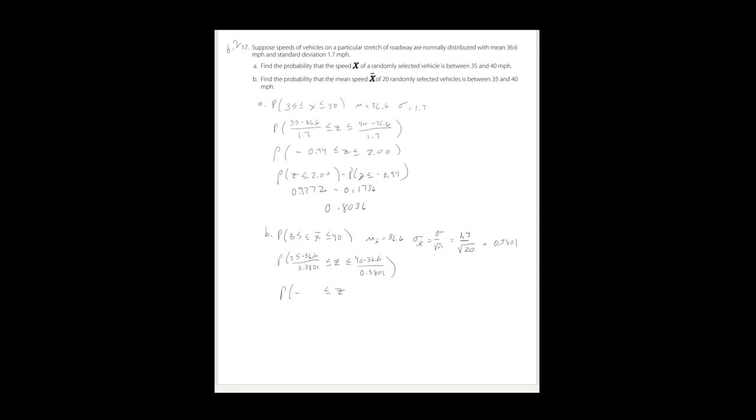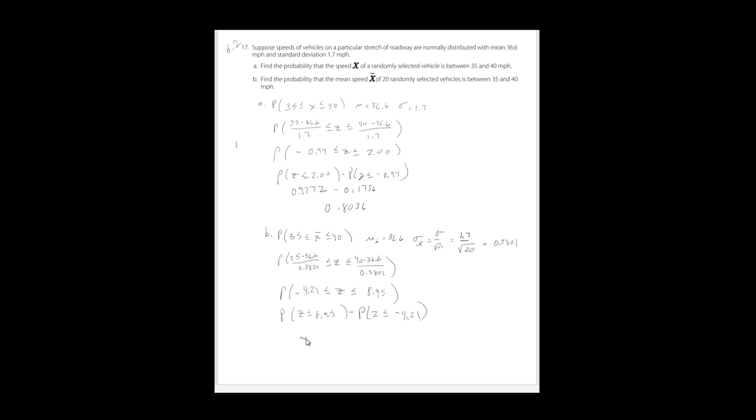It's going to be negative because we had to subtract off a higher mean from the lower part. Minus 4.21 less than or equal to z less than or equal to 8.95. So the probability that z is less than or equal to 8.95 minus the probability that z is less than or equal to minus 4.21.